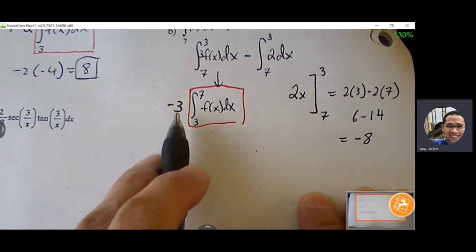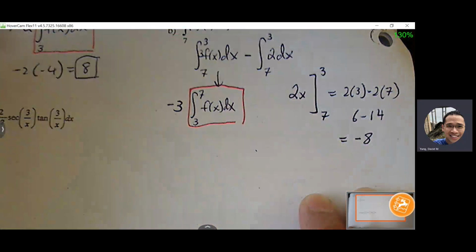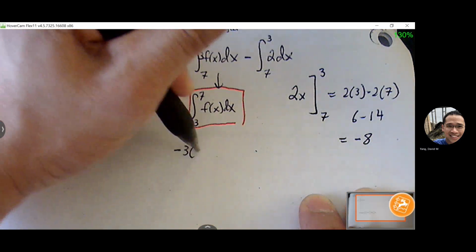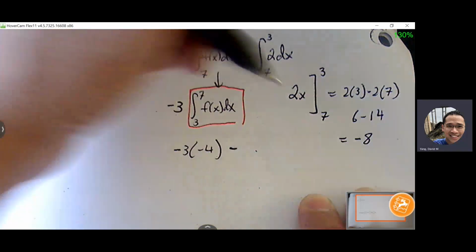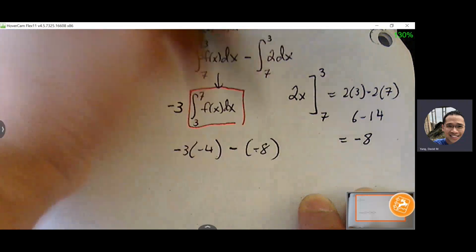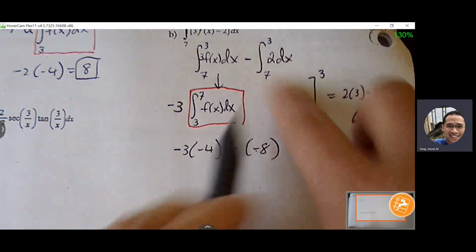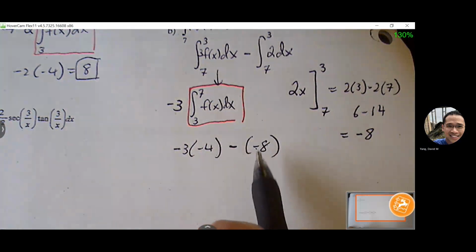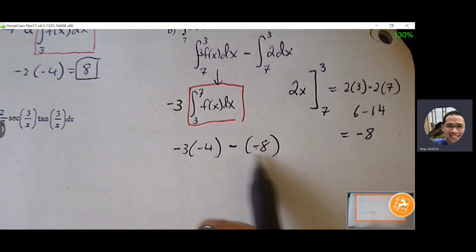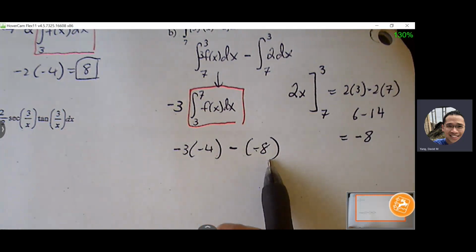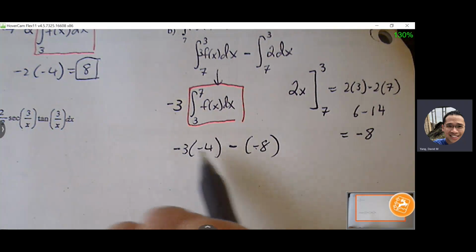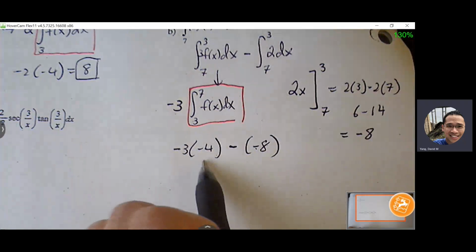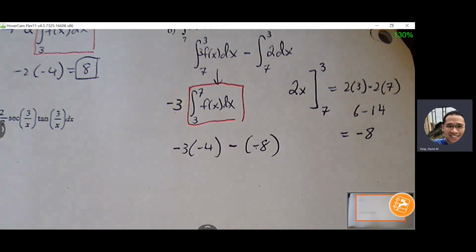So let's put it all together here. -3 times -4 minus a -8. All right, so I gotta make sure I keep track of that negative. The antiderivative is -8 from the second integral. The first one is going to be -3 times -4, so 12 plus 8 is 20.